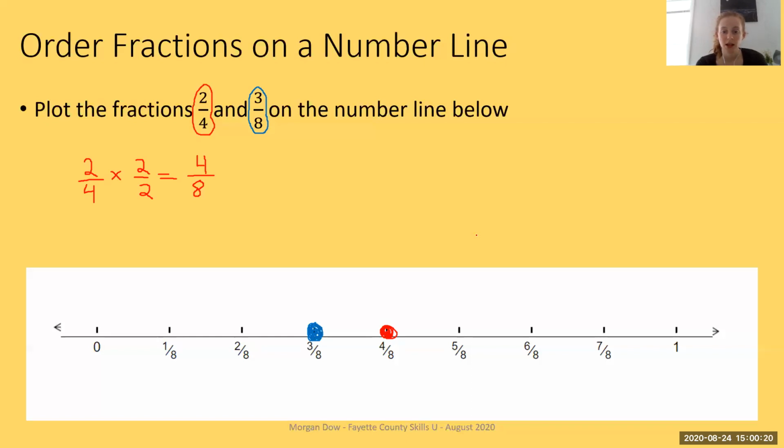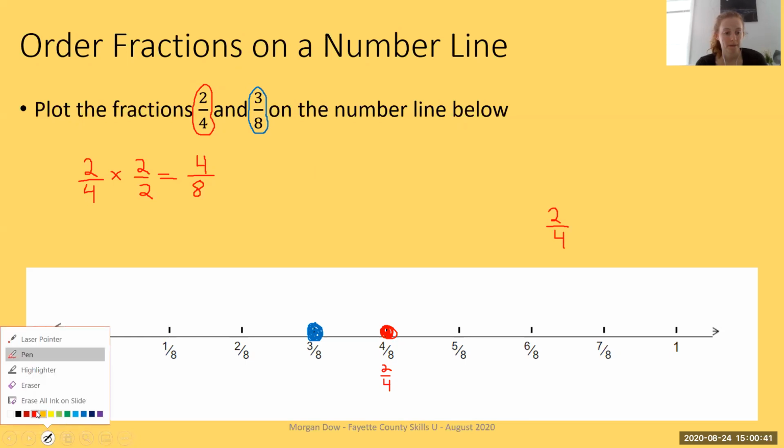And so we can see now that 2/4, which was the same thing as 4/8, is greater than 3/8, right? It's greater than the blue point. It's closer to 1.